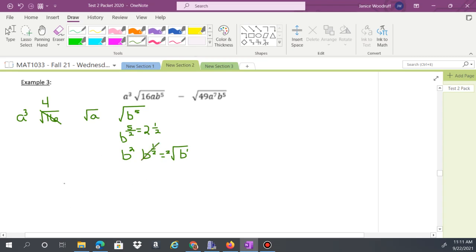All right, so now I got all this stuff here. I've got an a cubed, I have a 4, I have a square root of a, I have a b squared, and I have a square root of b. So if I put this all back together, I have the number first, then I have a cubed, then I have b squared, and then I have my radical, and I have a and b underneath the radical.